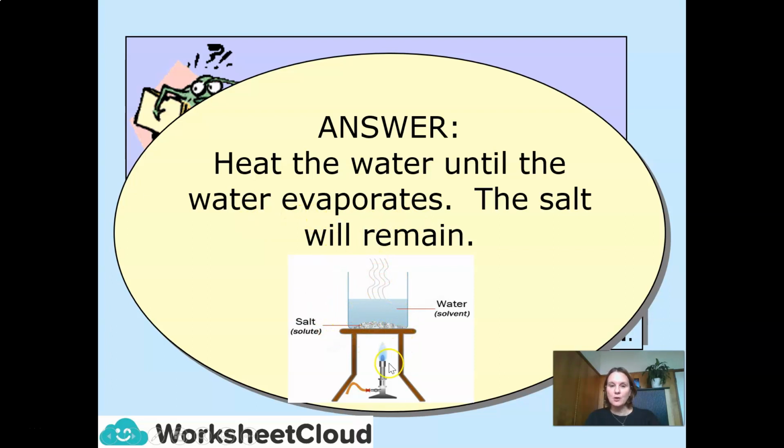So in class, you would have had your little Bunsen burner, your little flame, you would have had your solvent mixed up with your solute in a glass beaker, and then you would have heated the beaker using your tripod stand over here, and the water would have evaporated, leaving only the salt behind.